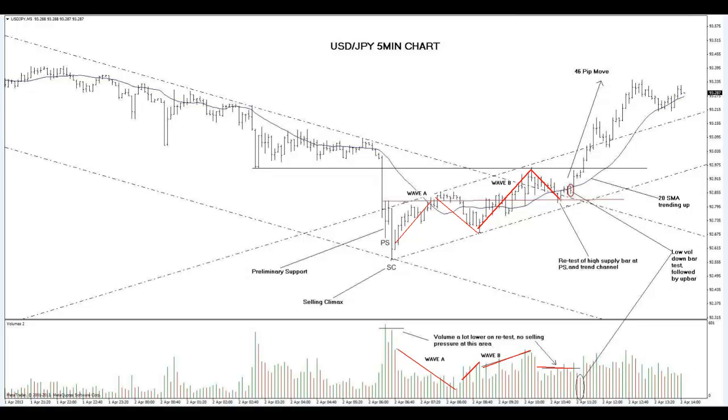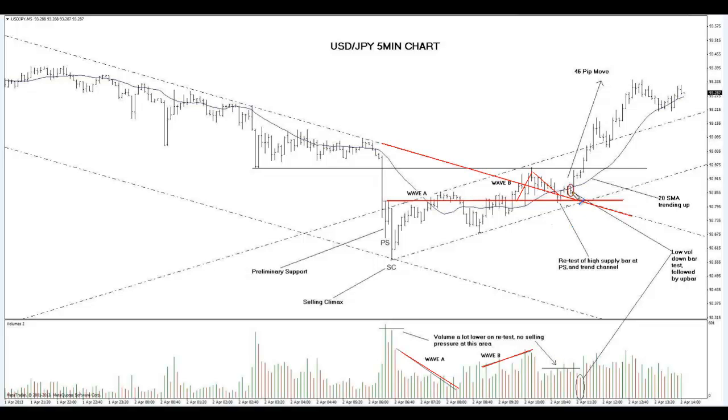We also had a test of the upper trend line in this trend channel. So price broke through and actually came back down and tested that area. So not only did we have that, we also had the test of the supply line. We had the volume behaving how we wanted it to, and we were looking for signals.